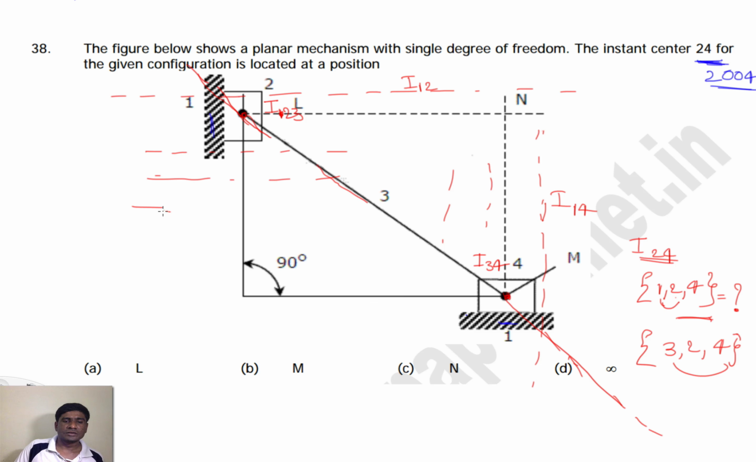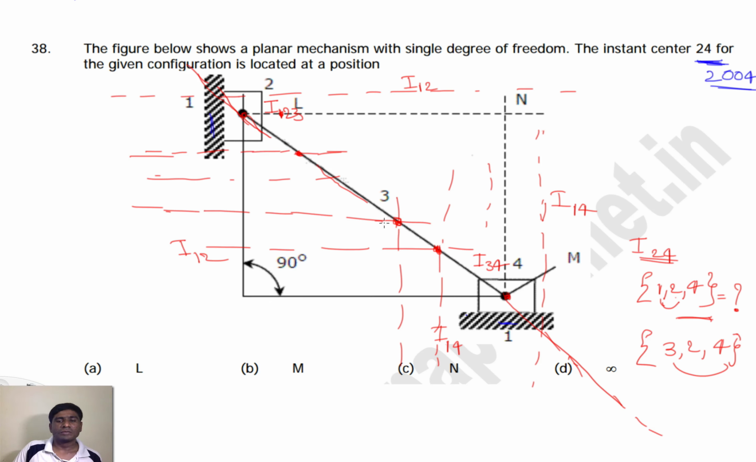For example, if this line is I14, instantaneous center I14 is like this, and this is like this, it can touch here. Or if I12 is like this, and I14 is like this, it can touch this point. So in the same way, there are infinity points. If these two, I12 and I14, are touching on this line, that gives instantaneous center I24. So there are infinite possible positions where I24 can be formed. That means I24 is formed at infinity. At infinity, there is no particular position where this I24 can be formed. So in this case, infinity.